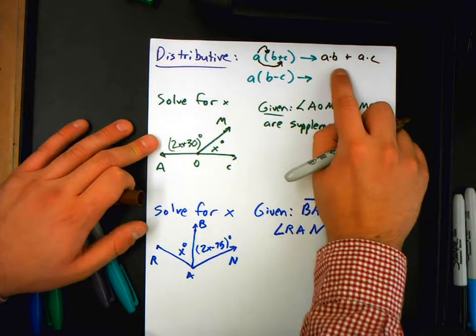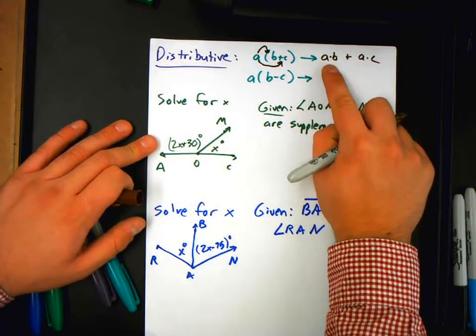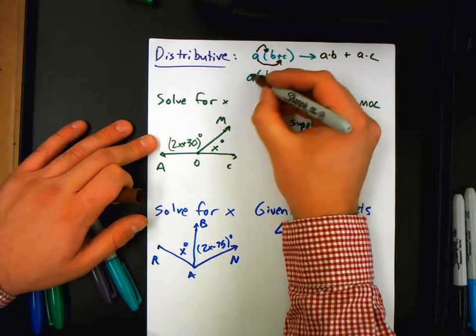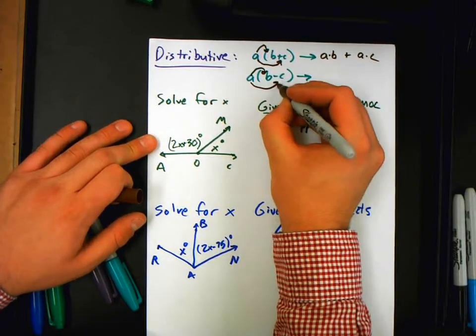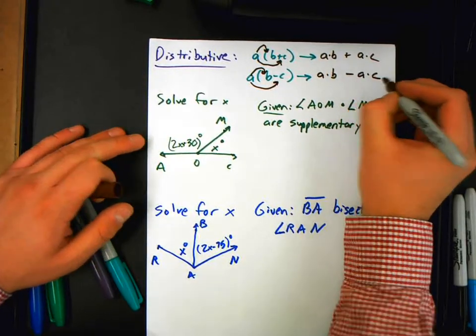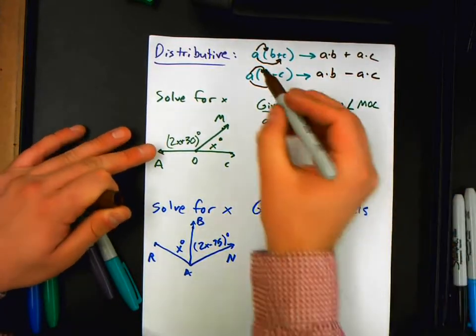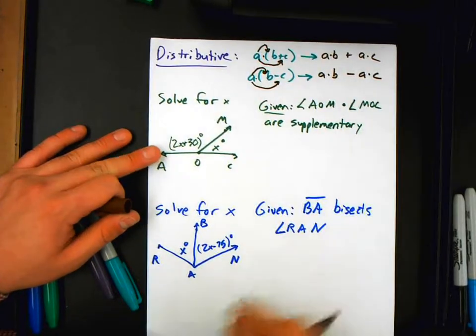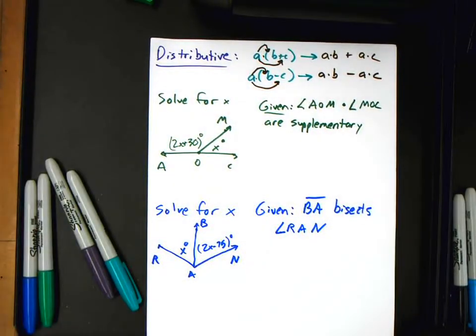And based off order of operations, you have to multiply these first, multiply those first, and then you can add them together. Same thing with minus. Multiply your A times B, multiply your A times C, and you have a subtraction between them. So if you have one term on the outside of your parentheses that's being multiplied, you multiply it into every single thing inside of that parentheses.